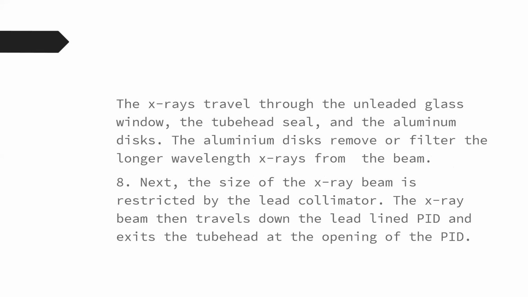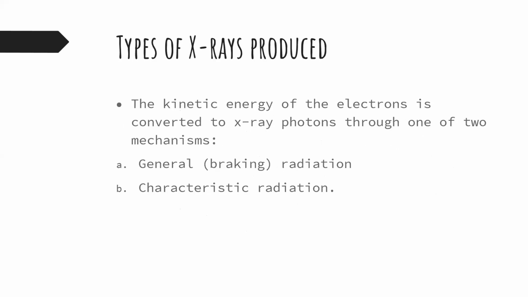Now, next is the size of the beam, right? And we know that it is restricted by the lead collimator, right? So the X-ray beam travels down the lead-lined PID and exits the tube head at the opening of the PID, right? So that's how it is made and exits the X-ray machine.